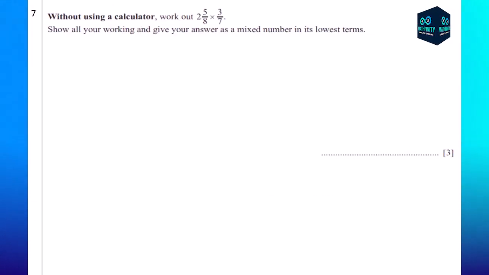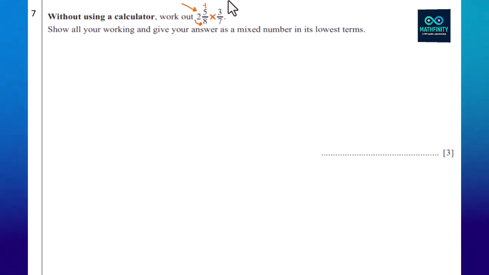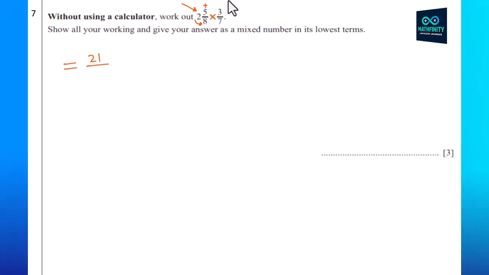Question number 7, guys. Now there is no addition and subtraction. Already we solved 6 questions related to addition and subtraction. Now we can see that the multiplication operator is between the two fractions. Before going to start, you can see the first one is a mixed number. We have to convert this one. You will multiply 2 times 8, 16, plus 5, 21. So we have to write here 21 over 8 times 3 over 7.